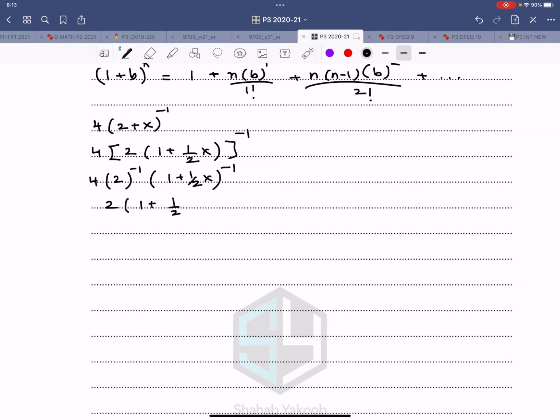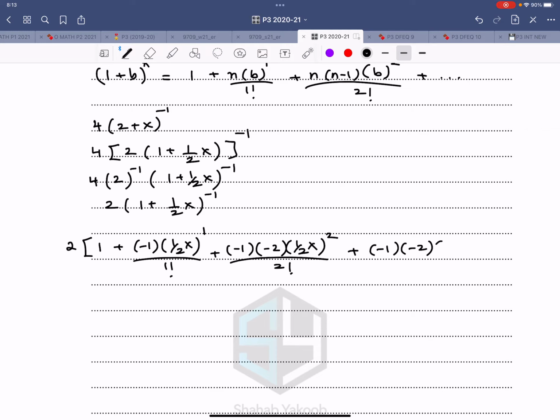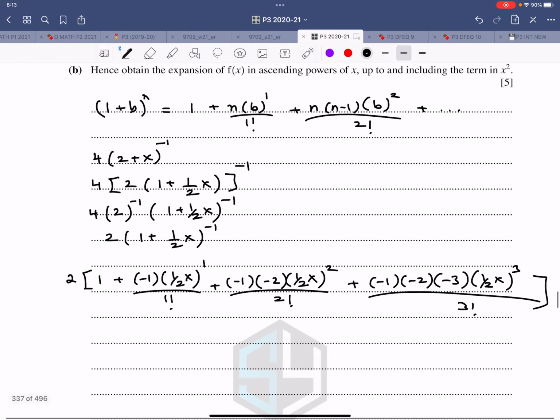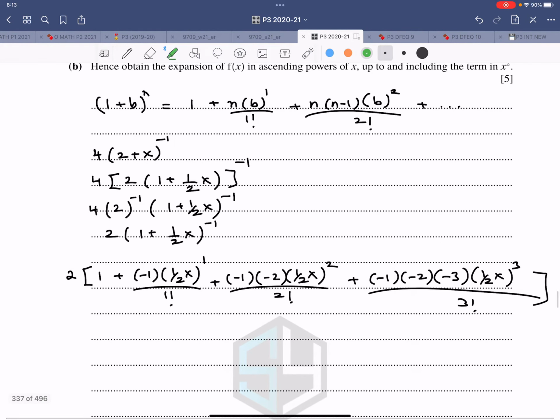You need 3 terms out of this. This is 2, 1 plus minus 1 into half x, power 1 over 1 factorial. This is minus 1, minus 2, half x, power 2 over 2 factorial. This is minus 1, this is minus 2, this is minus 3, this is half x, power 3 over 3 factorial, and then you can simplify it. So this is the first thing that I have done. That is the expansion of this thing. This is the first one.